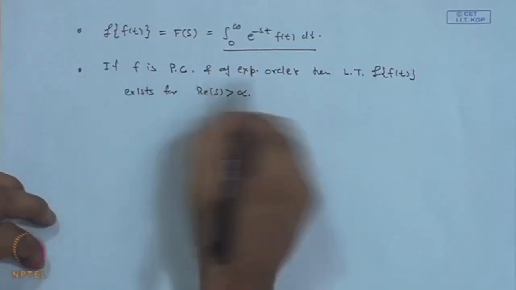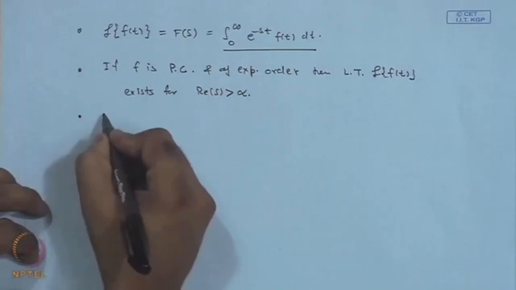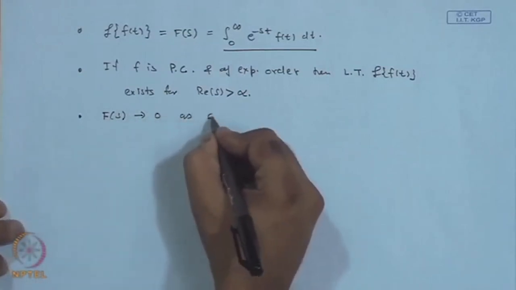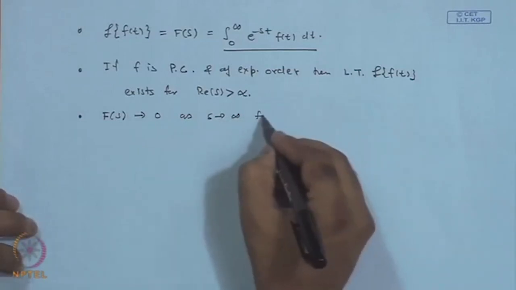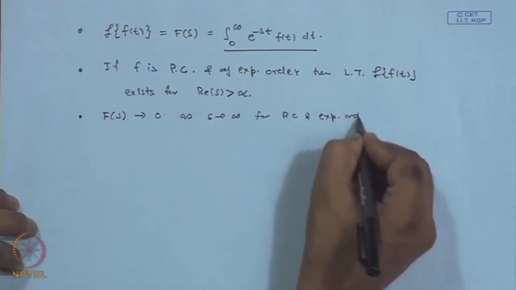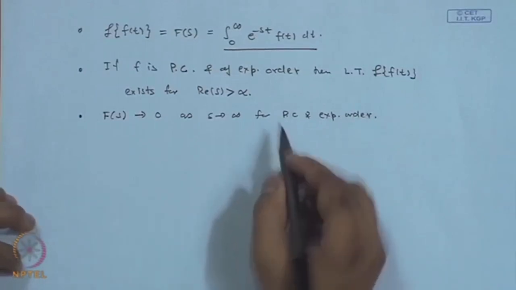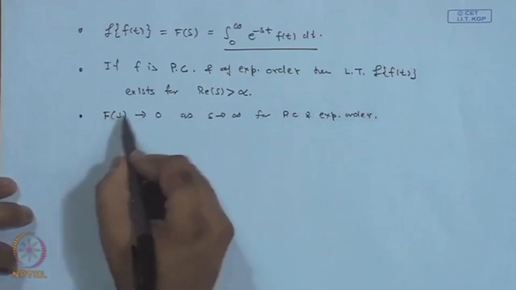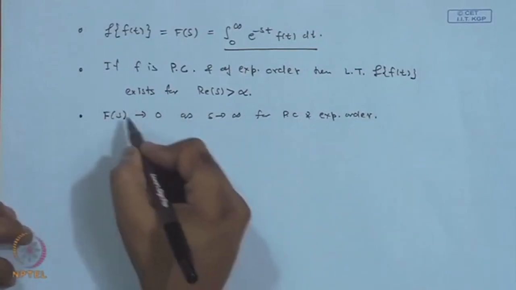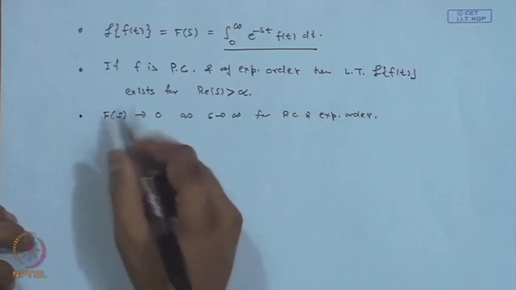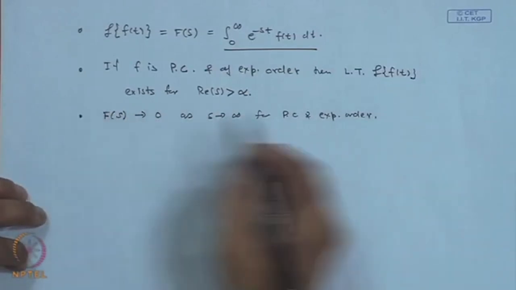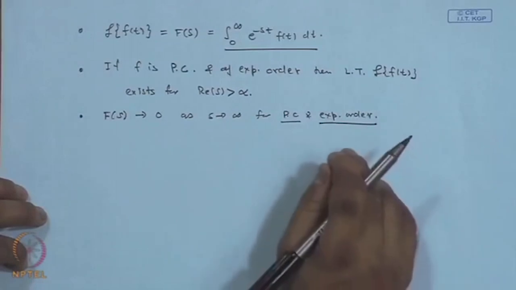After that, we made two very important remarks. One was that F(s) tends to 0 as s approaches infinity. This is true if the function f is piecewise continuous and of exponential order. So, here we can also conclude that if F(s) does not converge to 0, then it is not the Laplace transform of a piecewise continuous function of exponential order.